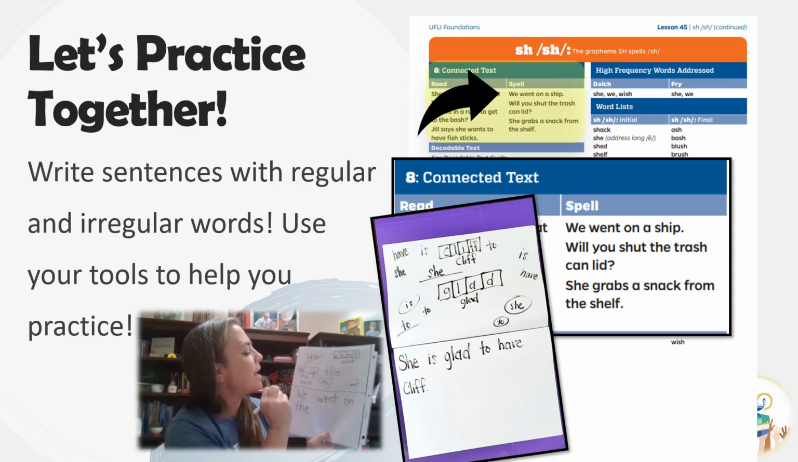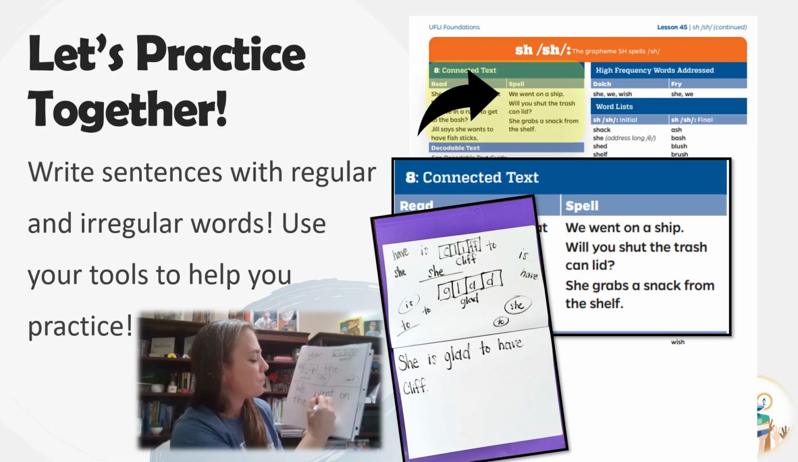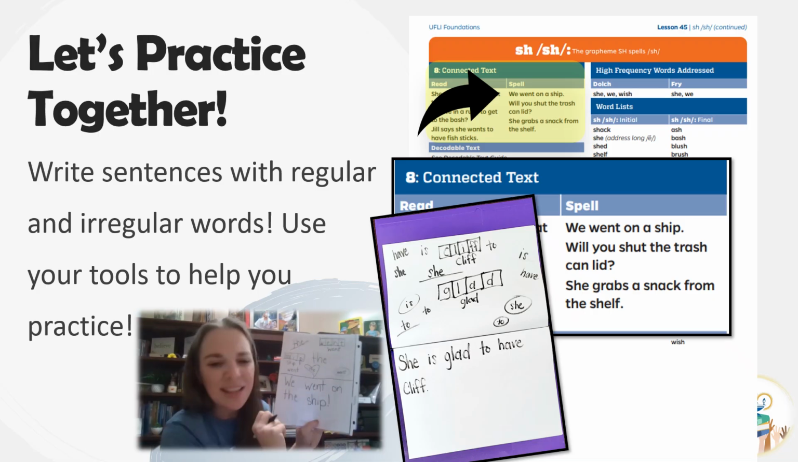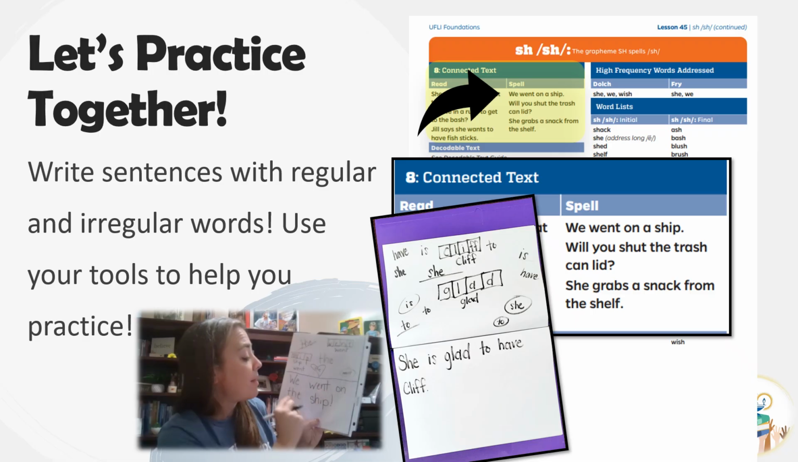Now I practiced it twice, and now I'm going to put it into the sentence. We went on the ship. Now we need a period. Then I might even say to them, say it like you're excited. Ready? Like it needs an exclamation mark. Read it like that. Ready? We went on the ship.